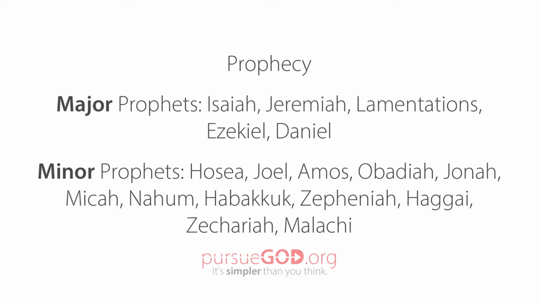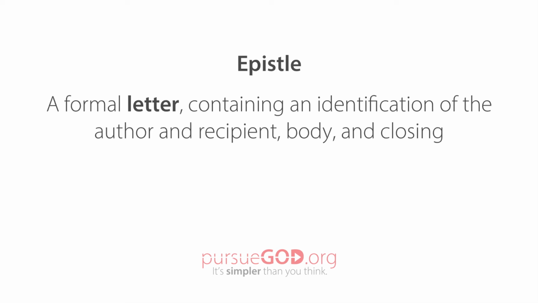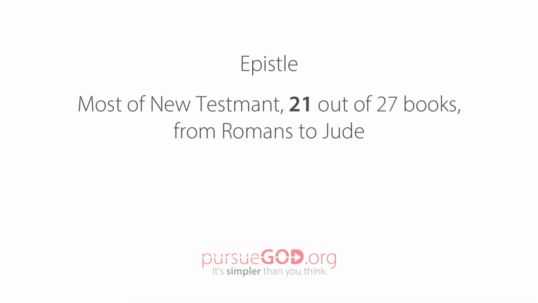Now, this next genre we're going to look at is only contained in the New Testament, that is, epistle. And what an epistle is, simply, it's a letter, a formal letter, and that always contains an identification of who's writing the letter and who's receiving the letter, and then the body of the letter, and then usually some sort of a formal closing. And this is what comprises most of the New Testament. Of the 27 books of the New Testament, 21 of them are epistles or letters. And again, these are letters written to a specific audience, but are very practical for us today as well.